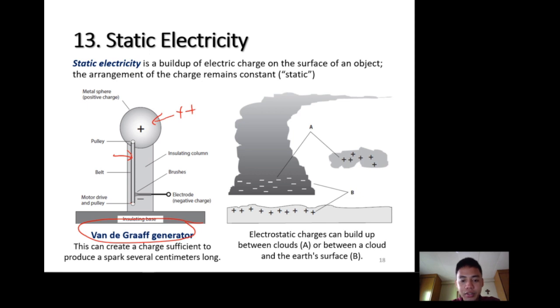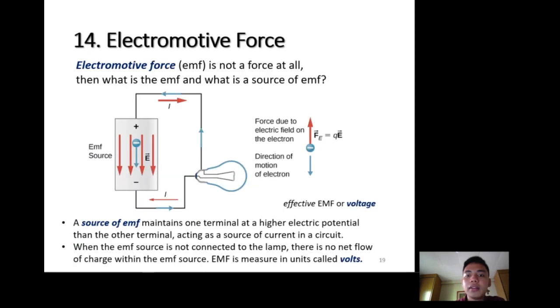Another example is the building up of electric charges in the clouds. So we have this simple example: more negative in the clouds and more positive in the ground. And we have electromotive force. It's not a force at all. So what then is EMF, and what is the source of EMF? A source of EMF maintains one terminal at a higher electric potential than the other terminal, acting as a source of current in a circuit. When the EMF source is not connected to the lamp, there is no net flow of charge within the EMF source. EMF is measured in units called volts.